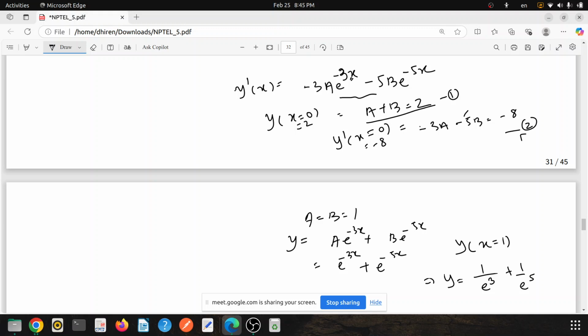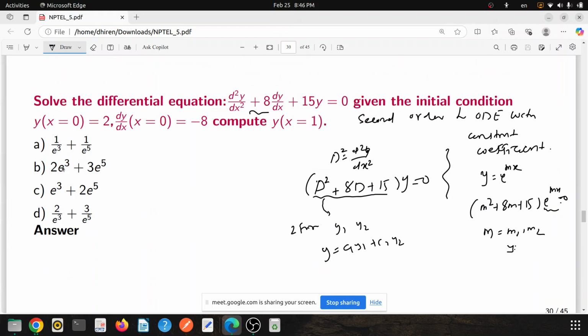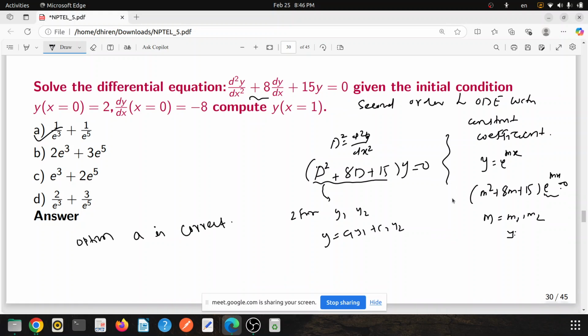So let's check which option is correct. See here, option A is correct. So there are two methods. You can choose either of the methods, you will get the same answer.